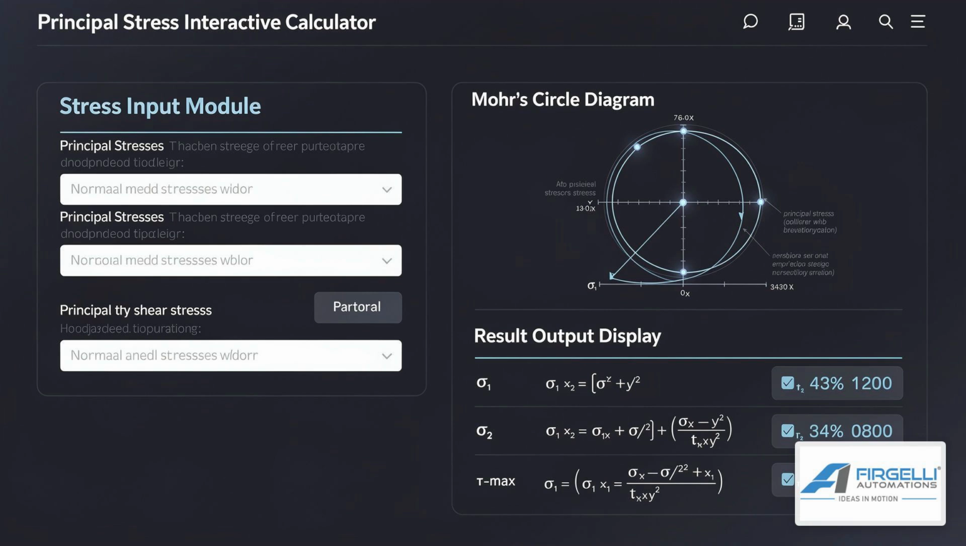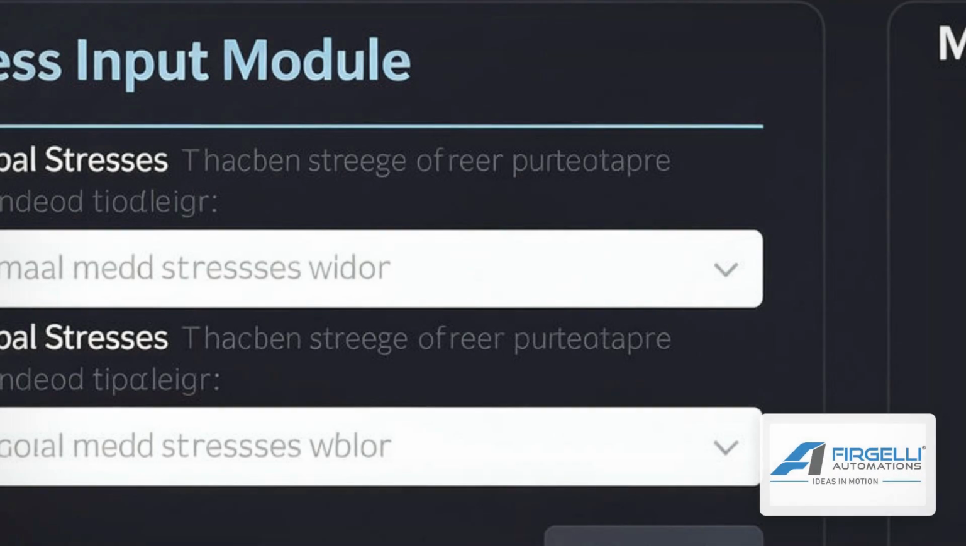The calculator has 3 primary input fields. Normal stress sigma x in MPa accepts the normal stress in the x direction. Normal stress sigma y in MPa takes the y direction normal stress. And shear stress tau xy in MPa requires the shear stress on the x face in the y direction. Additional fields include principal stress sigma 1 and sigma 2 inputs, plus a rotation angle theta input, used for reverse calculations. Let's work through a practical example.